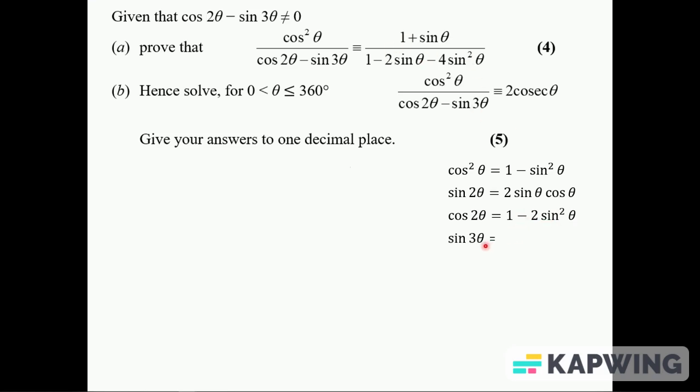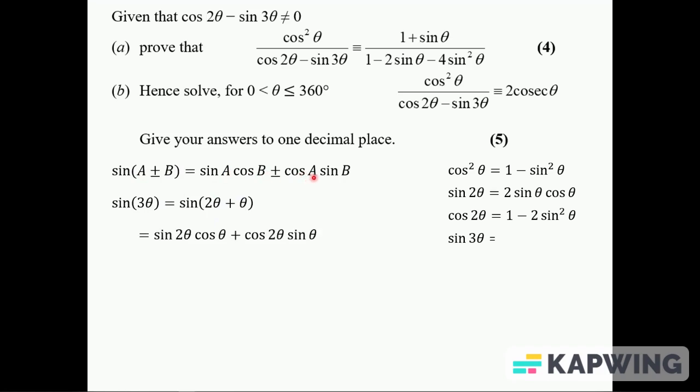And I also need sine 3 theta, which I don't know off the top of my head, so I want to work it out. This is what it says in the formula book, the compound angle formula for sine. If I treat the A as 2 theta and the B as theta, then that gives me sine 3 theta. So I'll have sine 2 theta cos theta, and then cos 2 theta sine theta. I've got to change this one into 2 sine theta cos theta, multiplied by the cos theta. And the cos 2 theta, I'll use this one, 1 minus 2 sine squared, times sine theta.